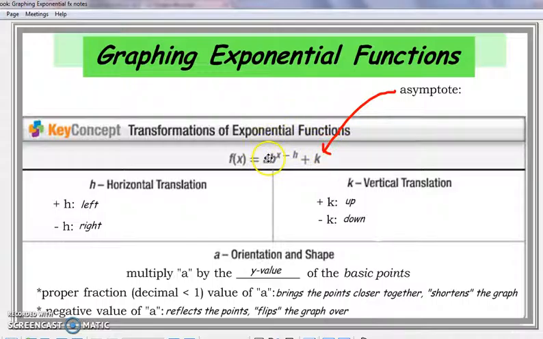A is going to be multiplied by our growth factor, and A does something to our basic points. We're going to have these three basic points. It will multiply by those y values of our basic points, and it can either bring the points closer together, shorten the graph. It can also stretch it out. It can also, if negative, flip the entire graph over, so reflect it. So be sure that you get all of that filled in. You might need to pause.